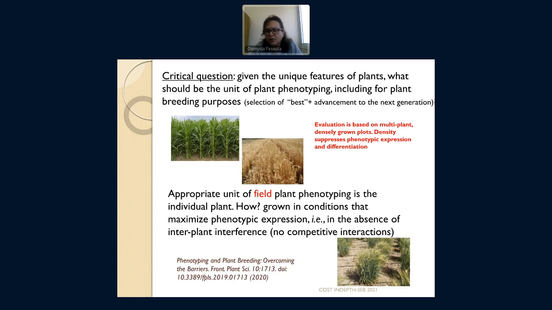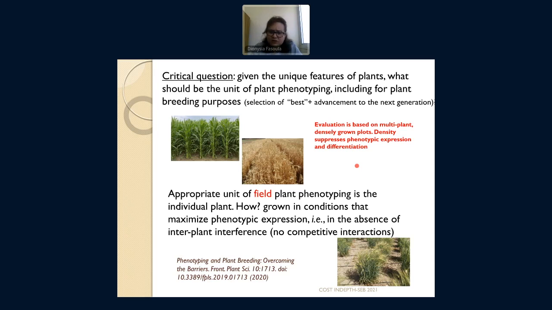Now, the problem we face in plant breeding is that evaluation is based on multi-plant densely grown plots, but density suppresses phenotypic expression and differentiation. These are the classic density grown plots for maize and barley here. Now, we advocate that the appropriate unit of field plant phenotyping is the individual plant. But how? What kind of individual plant?